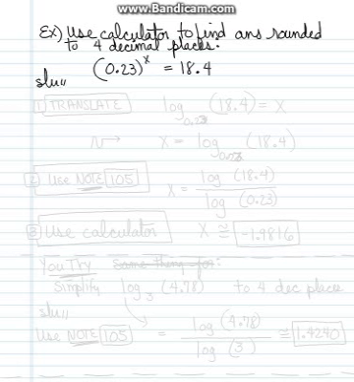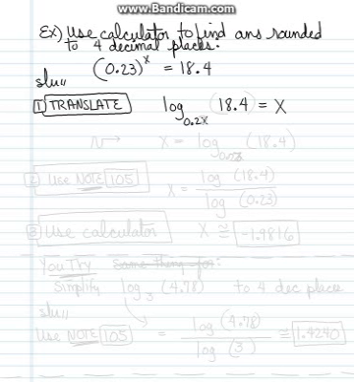Solution. Step 1, we're going to translate this. Translate from exponential form to logarithmic form. So that will give us log base 0.23 of the number 18.4 equals the exponent x. Wow, there it is. That's exactly what we were looking for. But we might be able to clean it up. Let's see what we can do with this.